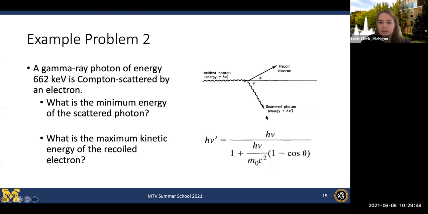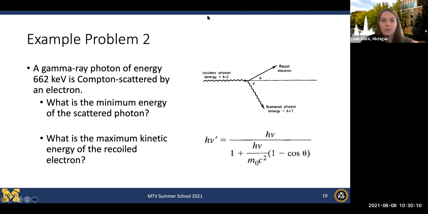I see another pair production question quickly in the chat. In pair production, is the sharing of energy equally distributed? Yes. So the excess energy that comes from the incident photon is equally distributed to the positron and the electron.